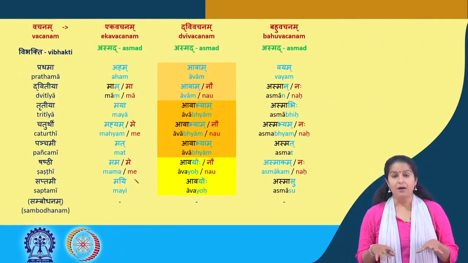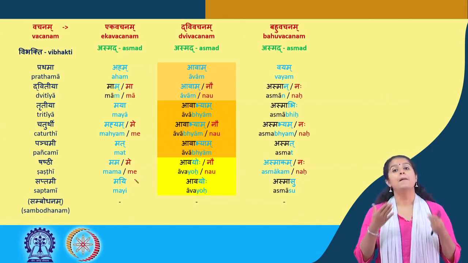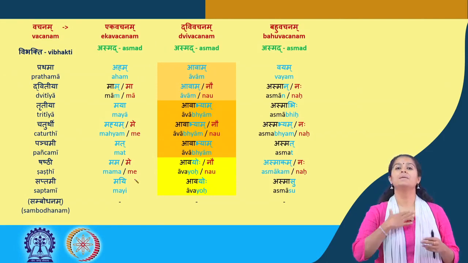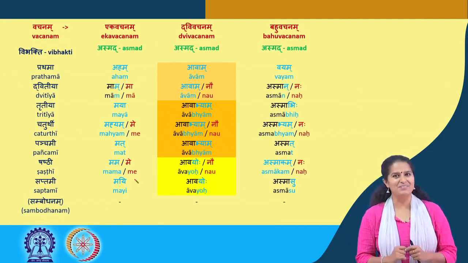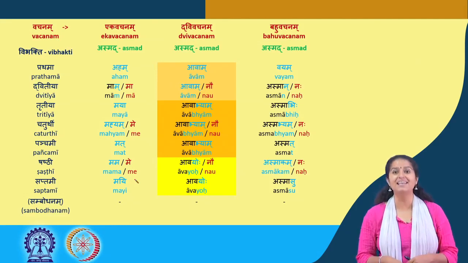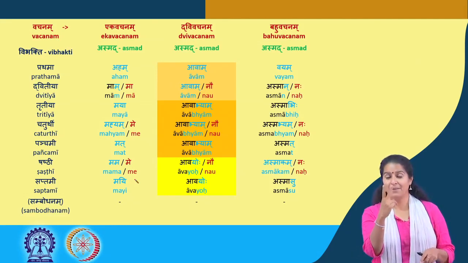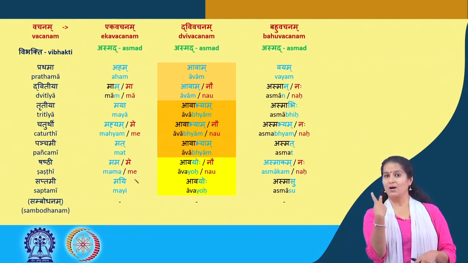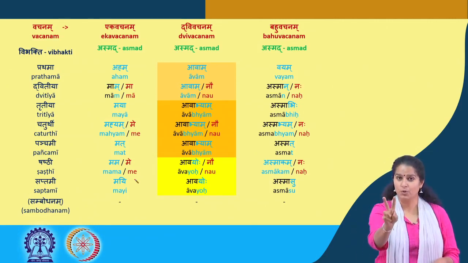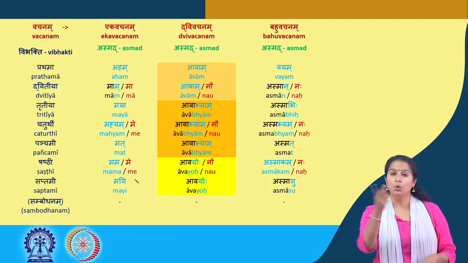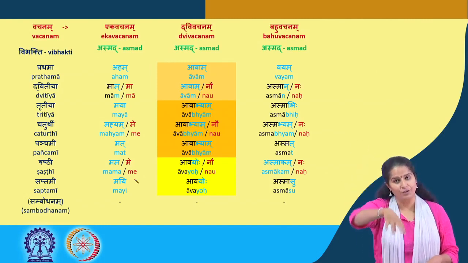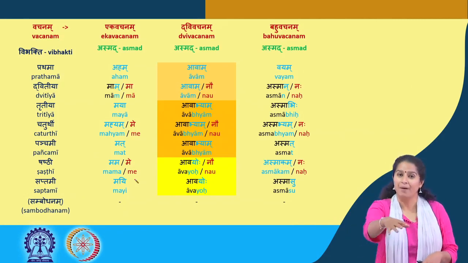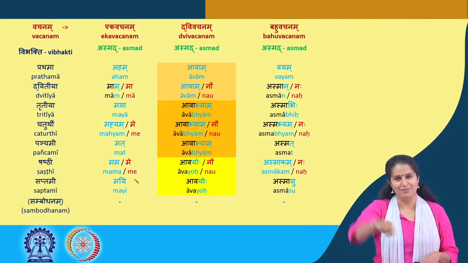Here we have in the singular it is aham, mam, maya, mahyam, in this case mat, mama, mai. Now, what happens to the dual? It's really brilliant and easy. So, avam, avam, avabhyam, avabhyam, in this case to me. So, avabhyam to us and avabhyam from the two of us. Then avayoho of the two of us and avayoho. So, avam, avam, avabhyam, avabhyam, avabhyam, avayoho, avayoho.